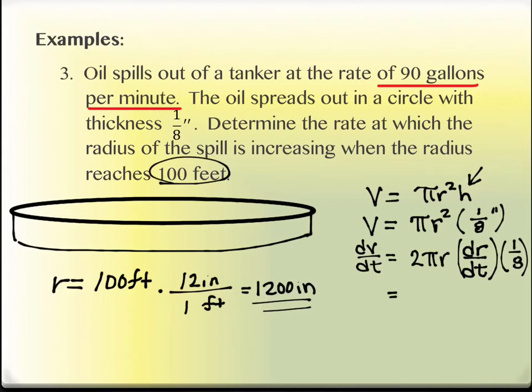So up here, I have 2 pi. My radius r is 1,200. dr/dt, it actually gives me some information about which one I'm finding. So let's take a look.